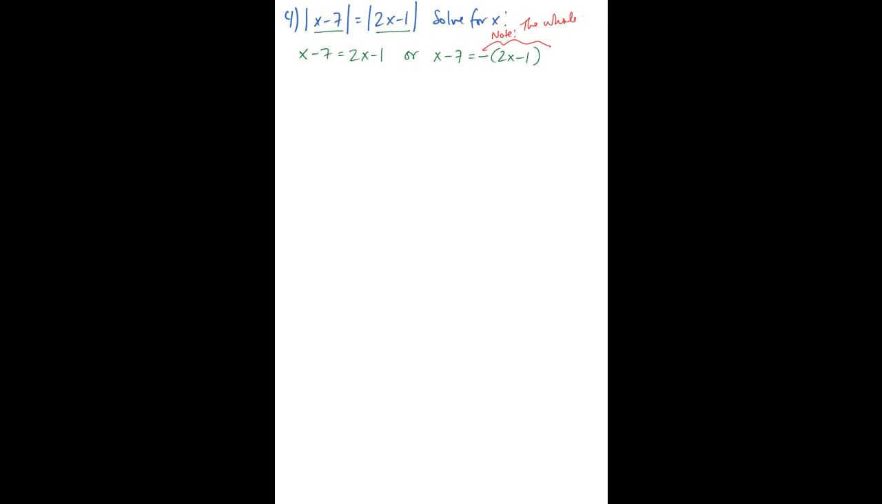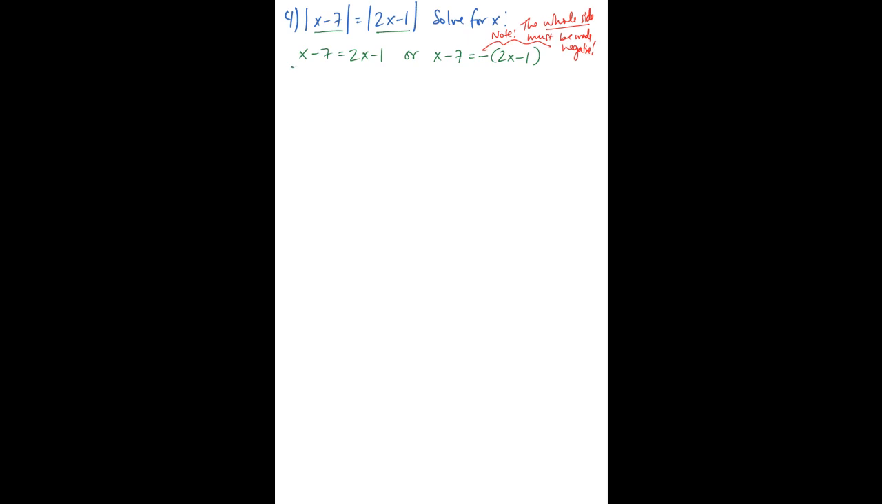The whole side must be made negative. You have to be careful not to accidentally just put the negative sign in front of one part of it. Okay, so now we can proceed. Now we have two equations. We just need to solve each individual equation the way we always have been.